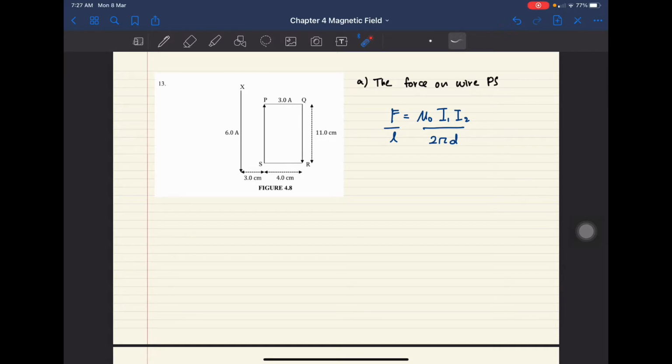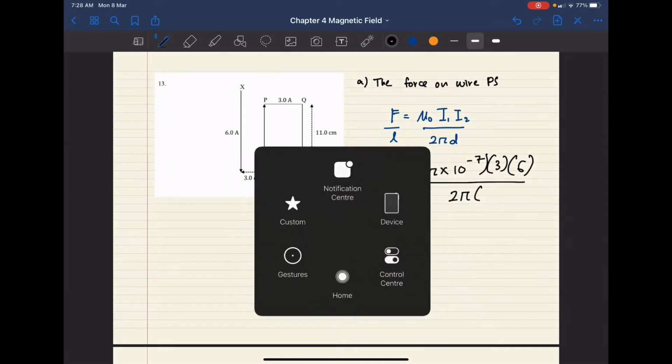To solve this, you can use this formula, F over L equals mu naught I over 2 pi d. This is the formula for the force on two current carrying conductors. They want to find the force, so I can solve it straight away. Mu naught is equal to 4 pi times 10 negative 7. We are talking about this I, so it doesn't matter which one you put, but I just put this one correctly. So 3 and 6. Then the distance between them is actually 3 cm.